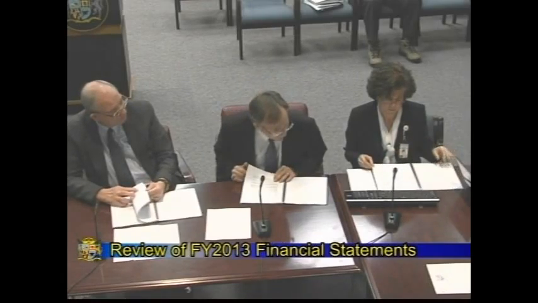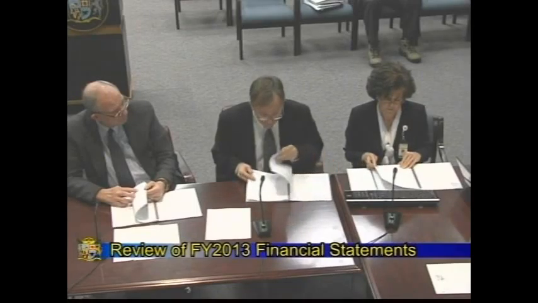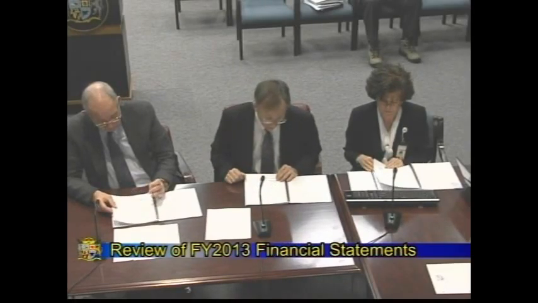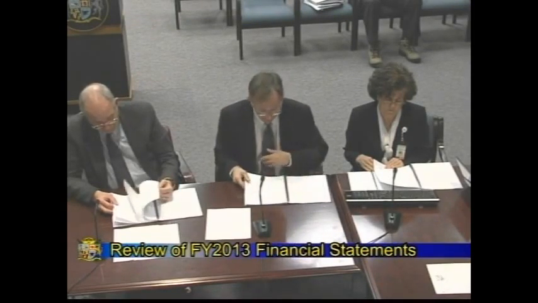I'll point out we've implemented a couple of new GASB statements, 63 and 65. They changed the face of the statements a little bit. It's not called a statement of net assets anymore. It's now called the statement of net position. And it's created this thing called deferred inflows and outflows of resources. More or less, that's what deferred income, or deferred revenue, used to be. Now they call it deferred inflows and outflows of resources.